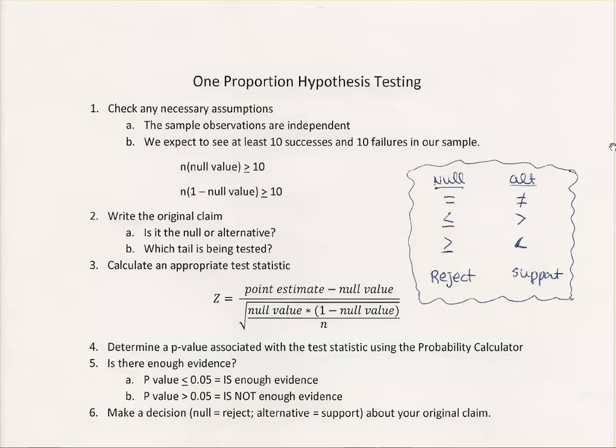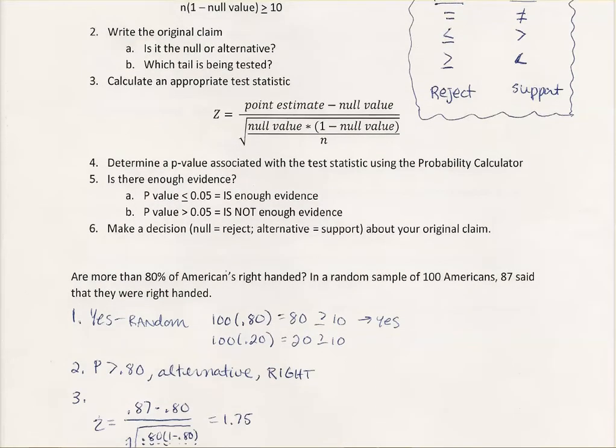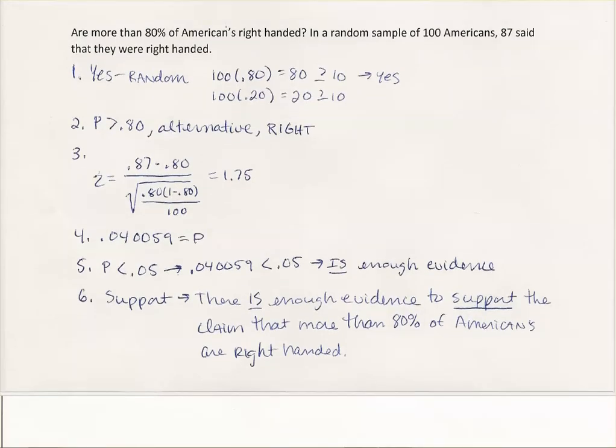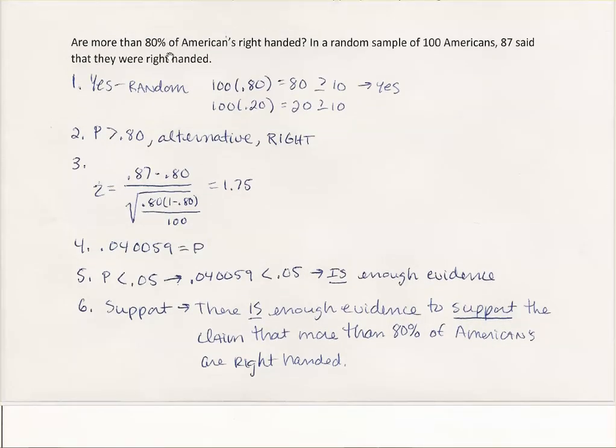Okay, we are going to pick up where we left off, and we're going to go through and start on this problem right here. Are more than 80% of Americans right-handed? In a random sample of 100 Americans, 87 said that they were right-handed. So if you remember our steps, the first step is checking our necessary assumptions.